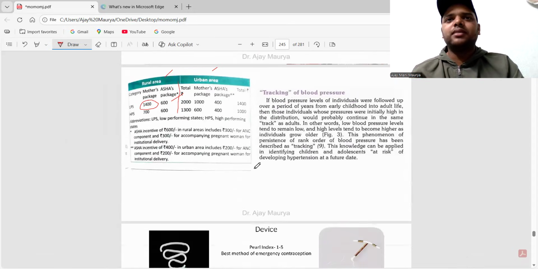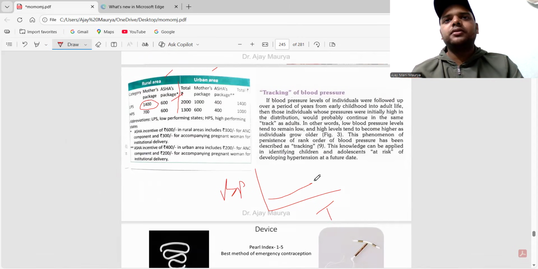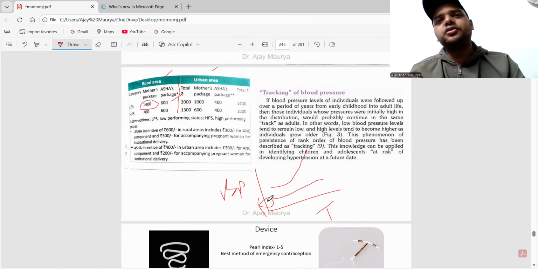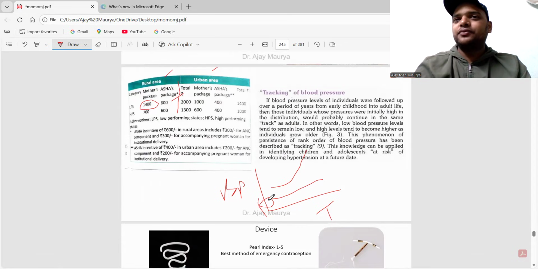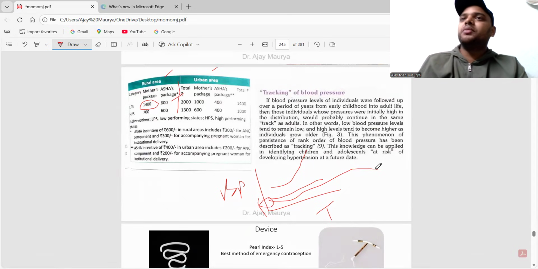Taking a blood pressure means what, amma? See here, this is the time, this is the BP. See example, from childhood to adolescence, from age 14 to age 30, 40, 50, 60. How much is the BP now?